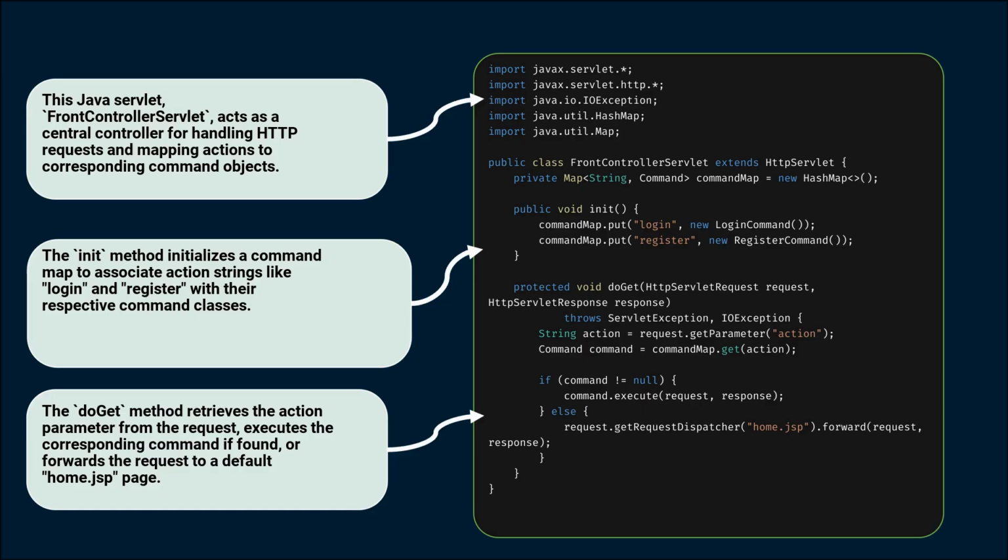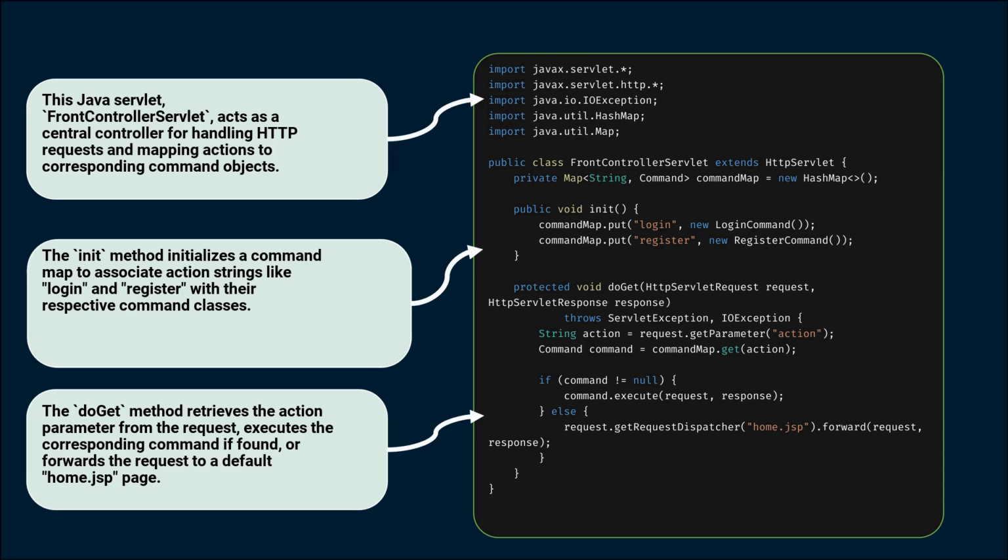As we proceed to the init method, we populate the commandMap with instances of our command classes, specifically LoginCommand and RegisterCommand. This setup ensures that when a request is made, the servlet can quickly retrieve the appropriate command based on the action parameter extracted from the incoming HTTP request.